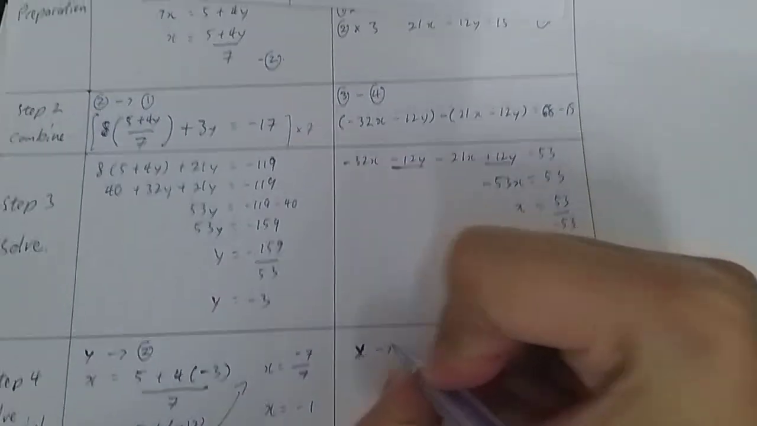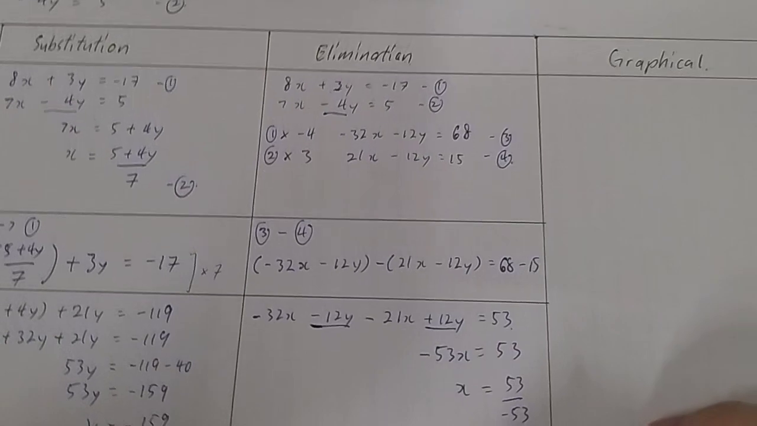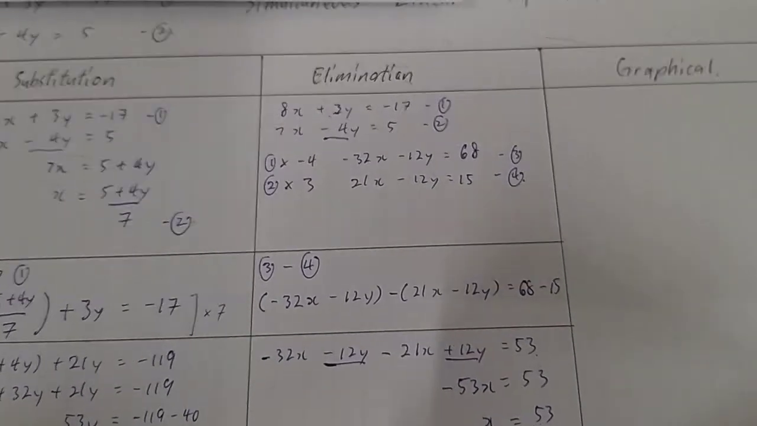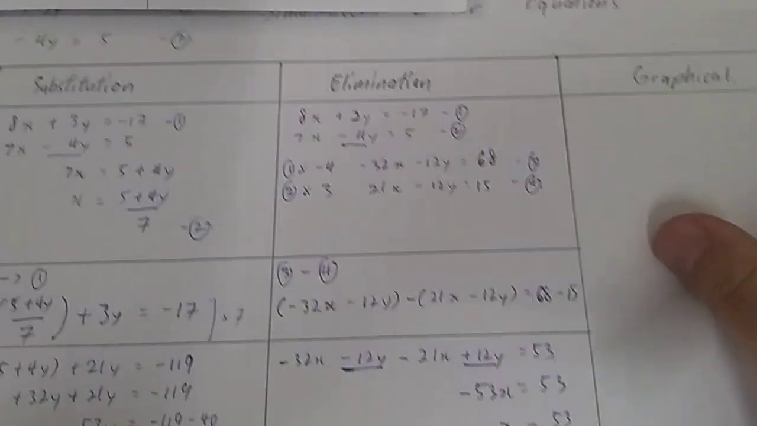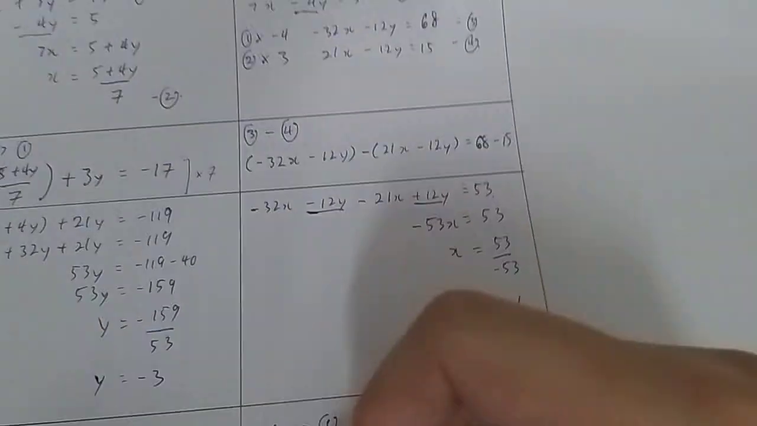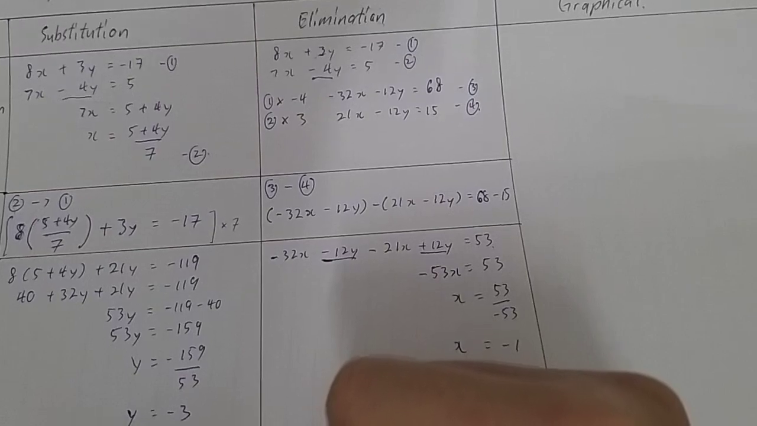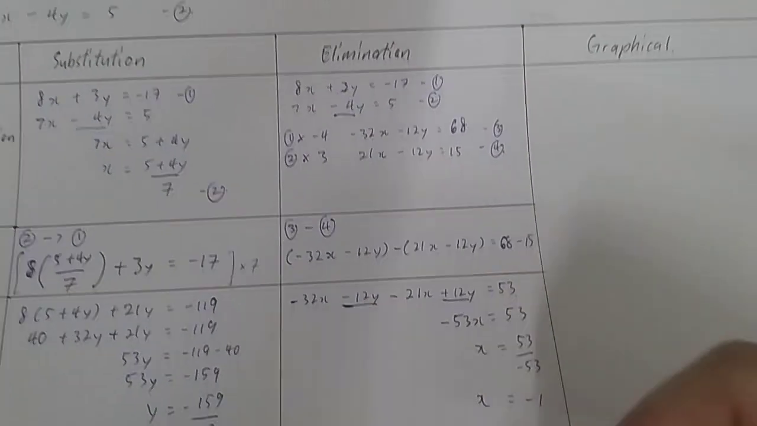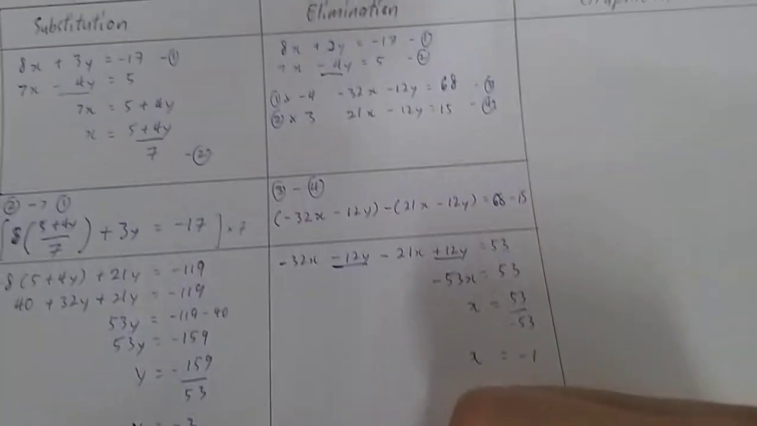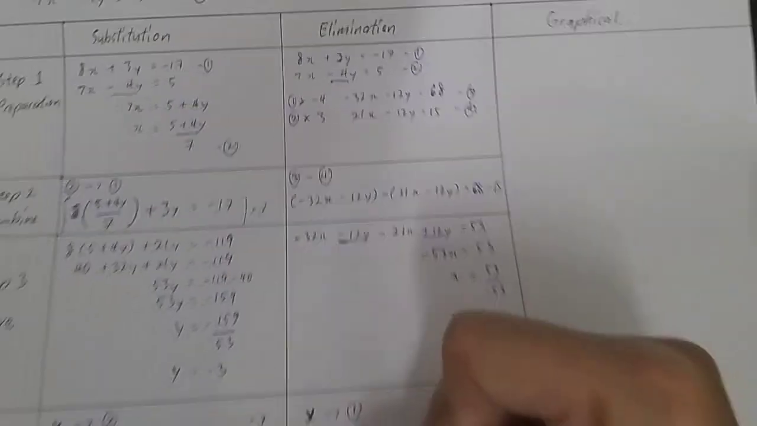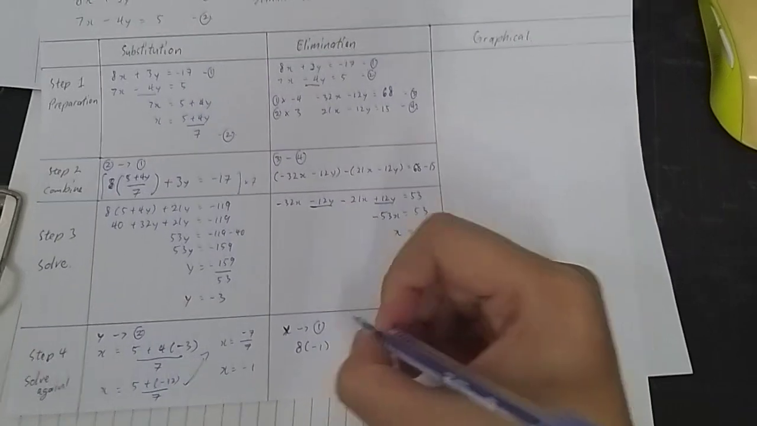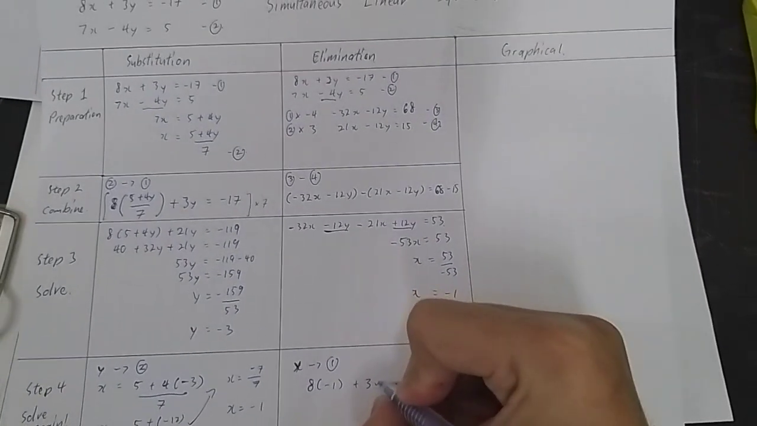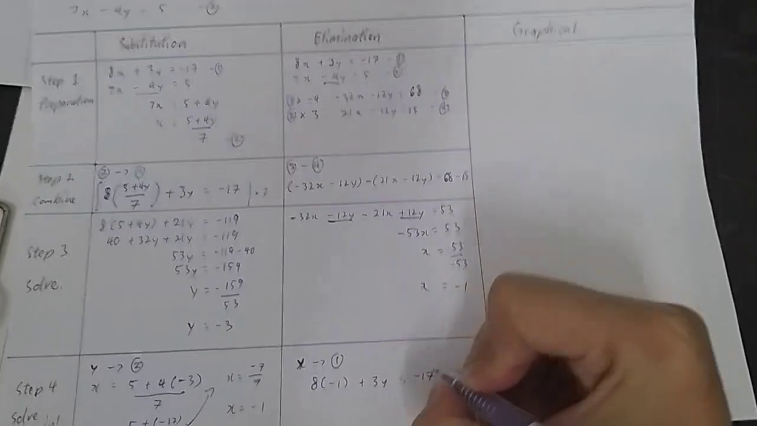We put x inside any of the equations. Let's say we put it inside equation 1. So what do we have here? Equation 1 is 8, and we found x already, right? So x is negative 1, so 8 times negative 1 plus 3y equals negative 17.